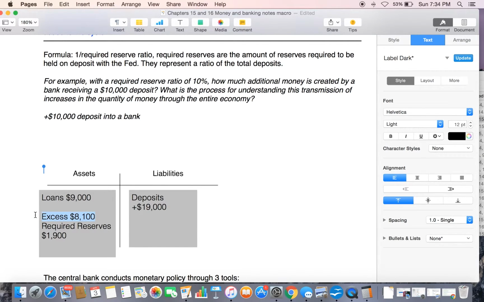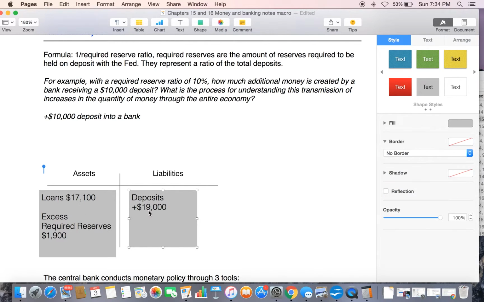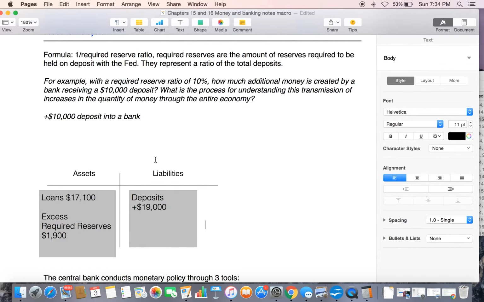Now, we're not going to keep our reserves in excess reserves, right? We're going to lend them out. And so we'll add that to the balance. So we'll now have 17,100 in total loans being made on that initial $10,000 deposit. So that's what's happening to show that the money supply is dramatically increasing from just one $10,000 deposit.